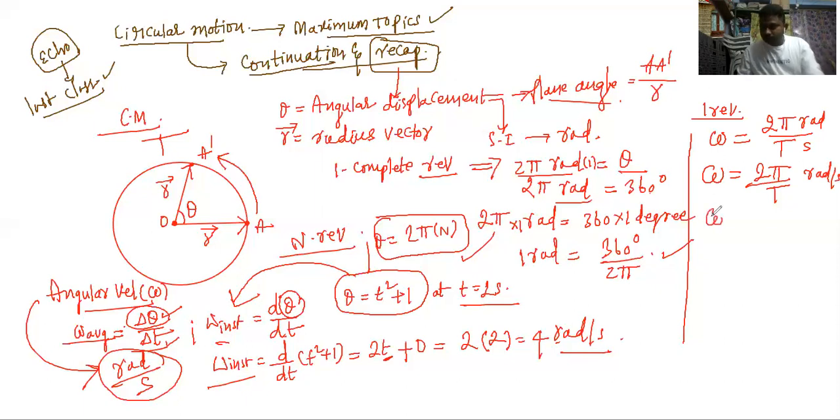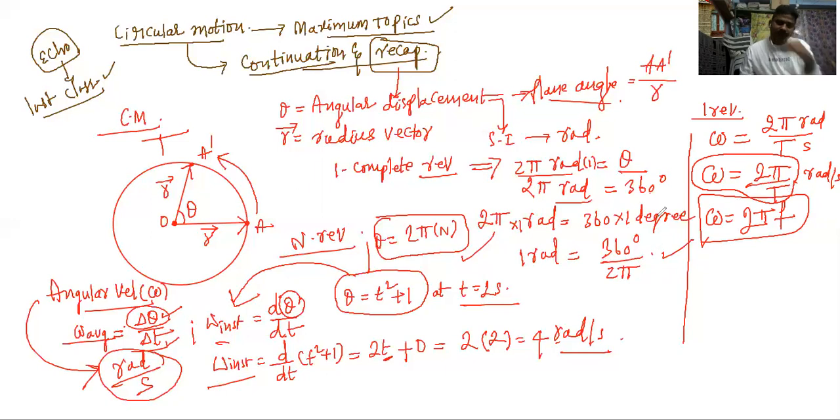This can also be written as, as you might have learned in the lower classes, 2 pi into 1 by time period, which is the frequency. Omega can also be written as 2 pi into frequency, and many of the questions will be using this. Omega is equal to 2 pi by T. This is the concept we have learned so far in circular motion.